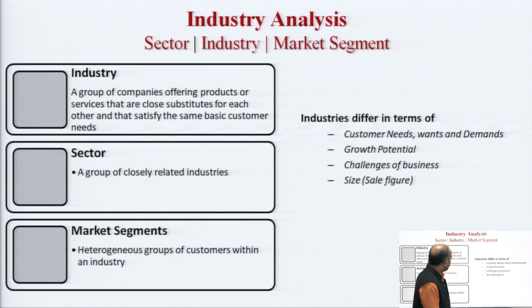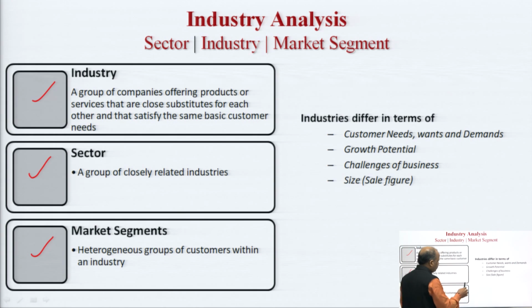Before we proceed to this model, let us define these 3 very important terms: industry, sector and market segment. Industry is a group of companies offering products or services that are close substitutes for each other and that satisfy the same basic consumer need, whereas a sector is a group of closely related industries.